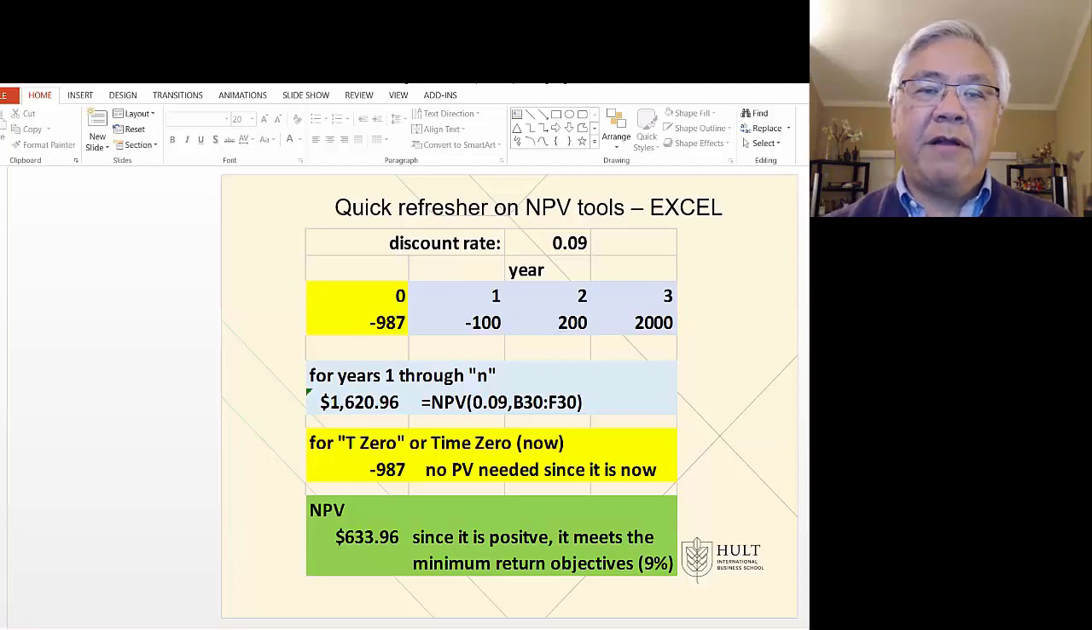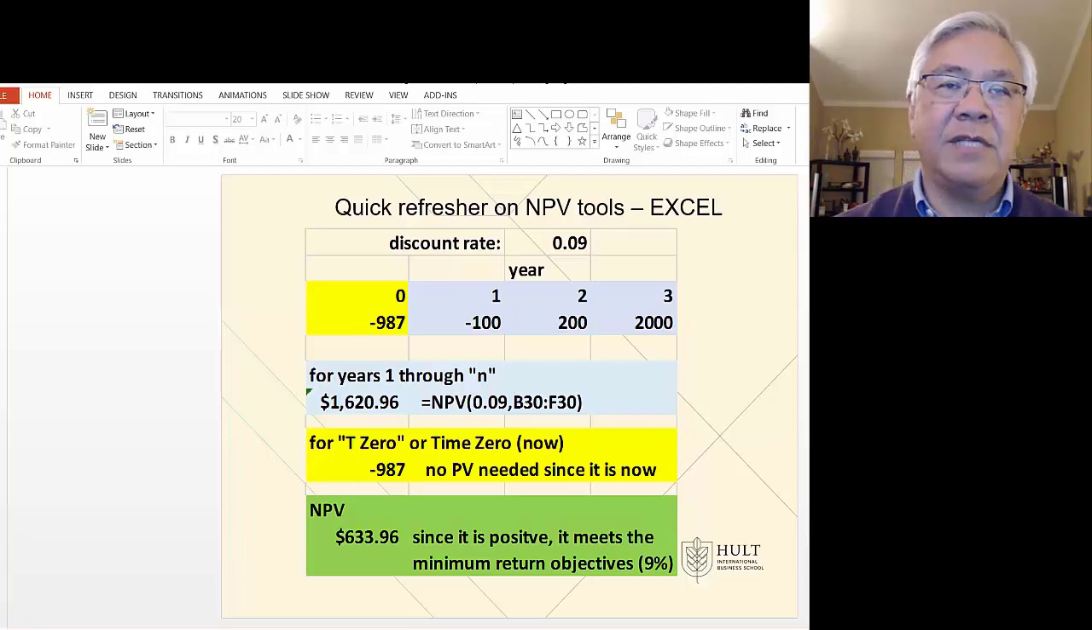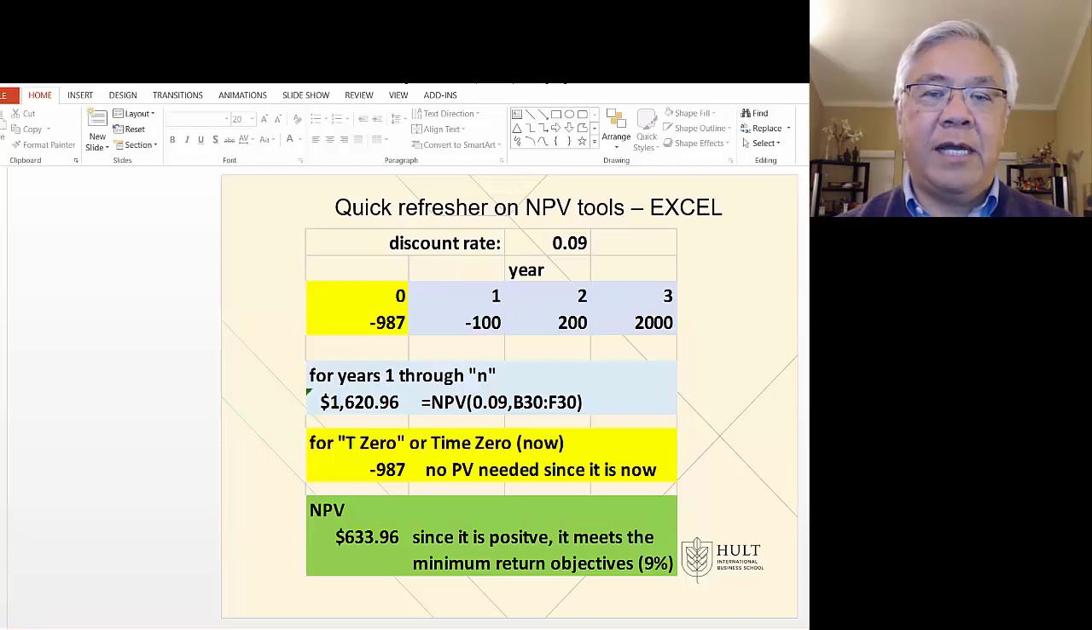The way we would figure out NPV is really broken into 2 sections, and you could put it in one cell, or as we do here, just to make it very clear, break it out into 2 distinctly different pieces of the NPV calculation. First, let's do the NPV. In this case, equals NPV, discount rate of 0.09, and we're going to do years 1, 2, and 3. Then T0, we're going to put as a negative 987 to be offset against the 1,620 as the NPV of the positive cash flows. So the net is 633, positive sign.